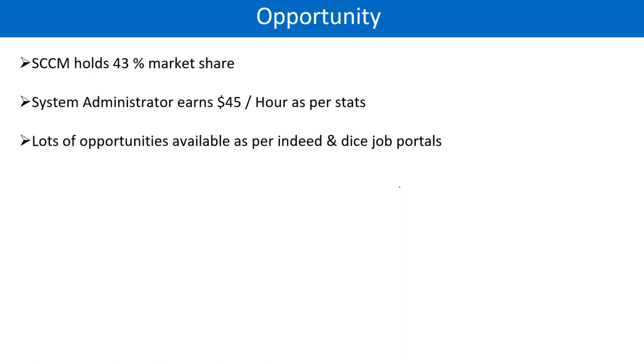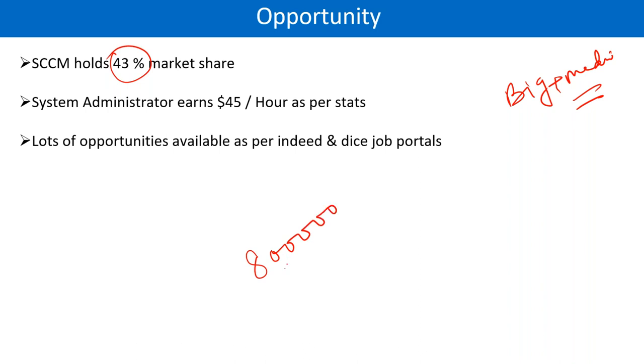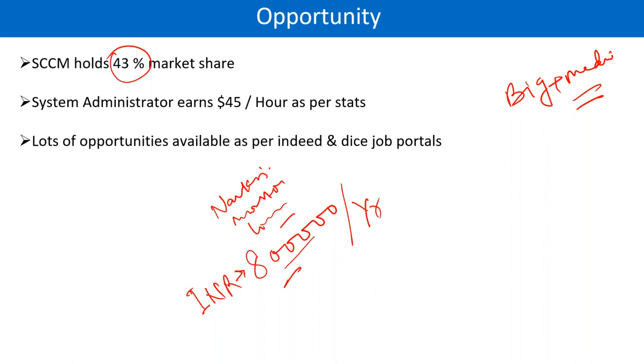Now, in terms of opportunities, you have good opportunities all over the globe. Since you are coming from the southern part of India, I think you're from Bangalore, right? In Bangalore, Chennai, Hyderabad, you have n number of opportunities for SCCM administrators. There is 43% market share for SCCM, so almost all big and medium size companies have SCCM. You can expect an average salary of 800,000 Indian rupees per year. You have to apply for SCCM related opportunities in Naukri, Monster, LinkedIn, so that you get visible and get calls for SCCM administration jobs.